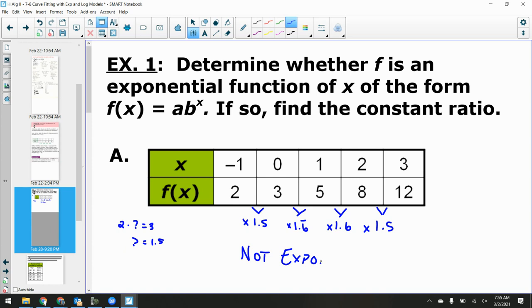I don't know what it is. This is not exponential. I don't know what it is, but at least it's not exponential. Okay. Go ahead and do the next one. See if you can figure out whether that is exponential or not.